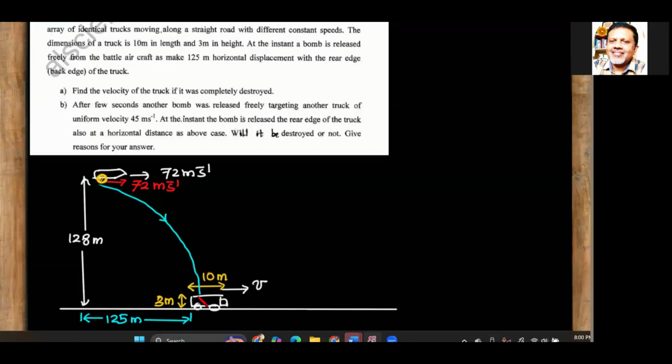Now, actually, we don't know which tolerance we should have, because 10 meter, it doesn't matter whether it hits the rear end or front end or within this 10 meter. I don't know why 10 meter is given. Okay, right. Now, find the velocity of the truck if it was completely destroyed.